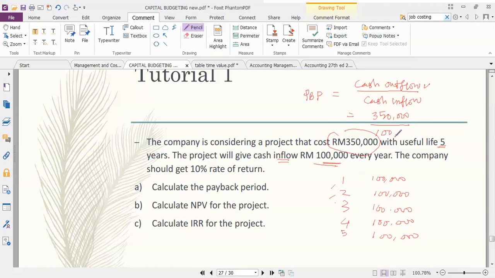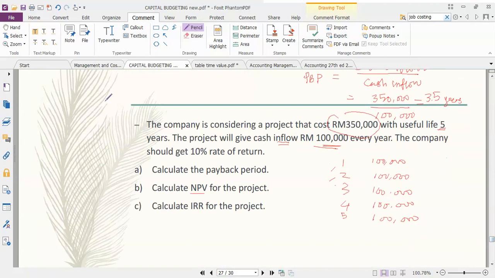Bagilah dengan 100,000. Okay, dapat berapa? Berapa jawapan dia? Okay, very good. 3.5. Okay, dapat tak Joshua? Okay, so jawapan dia tu adalah in years. 3.5 years. Okay, how to calculate for net present value?